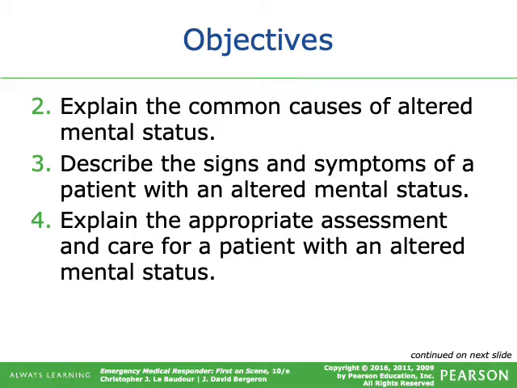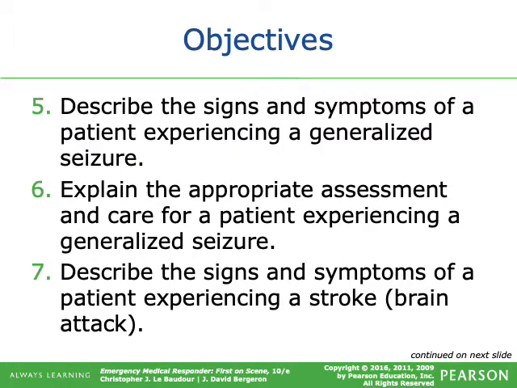Number 3, describe the signs and symptoms of a patient with an altered mental status. Number 4, explain the appropriate assessment and care for a patient with an altered mental status. Number 5, describe the signs and symptoms of a patient experiencing a generalized seizure. Number 6, explain the appropriate assessment and care for a patient experiencing a generalized seizure.